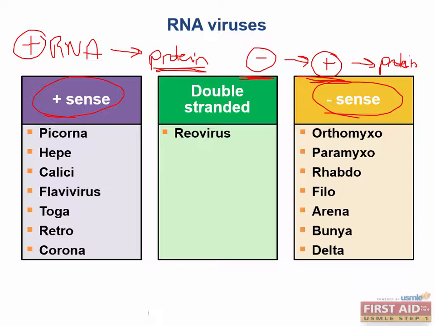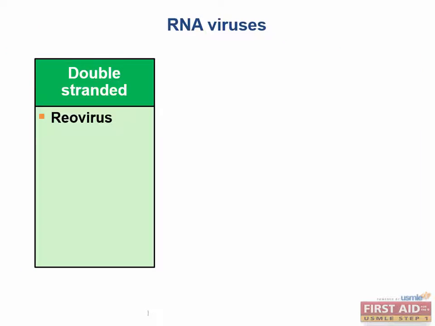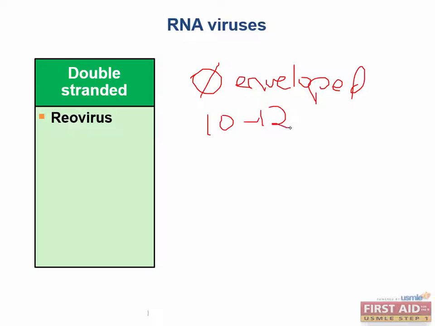Good, I hope this is sounding familiar. The reovirus is the one double-stranded virus. This virus is not enveloped. It is segmented with 10 to 12 segments of the double-stranded DNA, and it has a double icosahedral capsid.